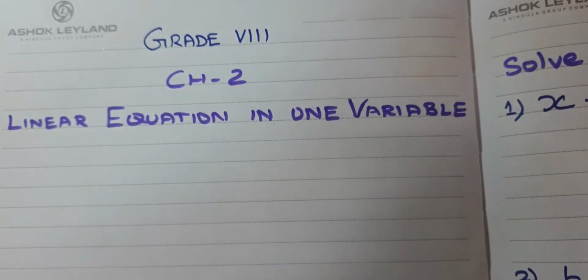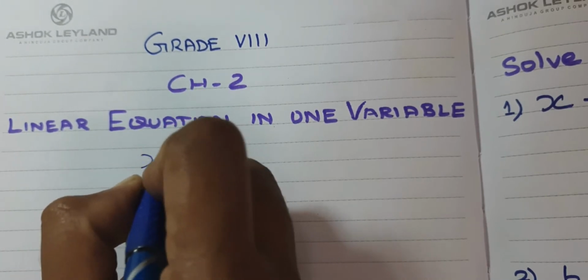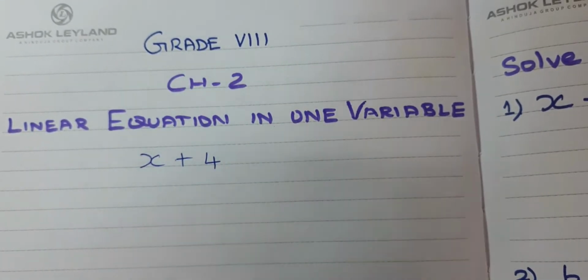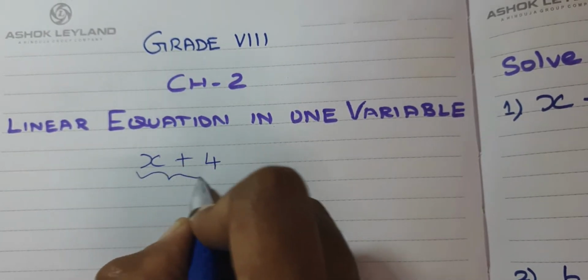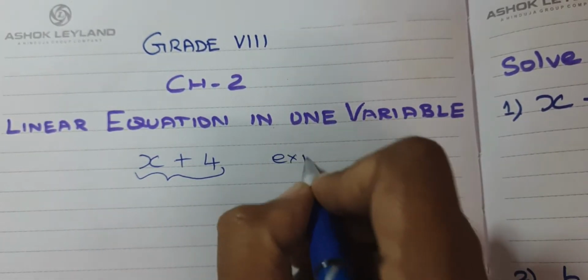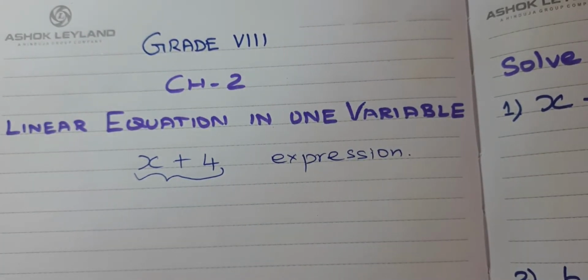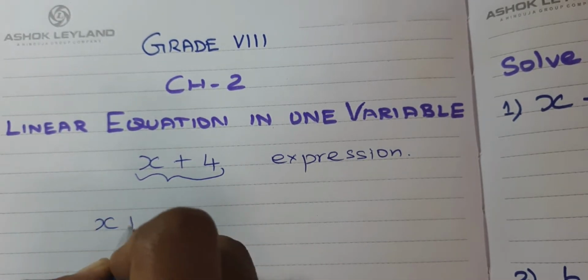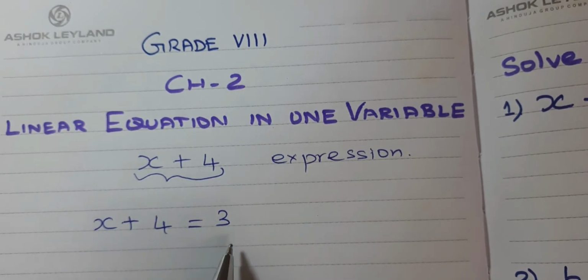First, what is meant by equation? For example, let me take x plus 4. X plus 4 is said to be an expression. An expression with an equal to sign forms the equation. For example, x plus 4 equal to 3. So this is said to be the equation.